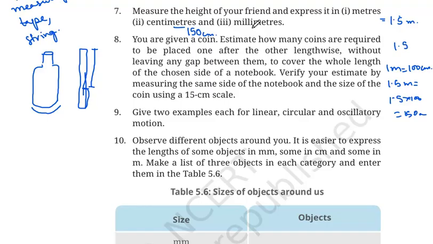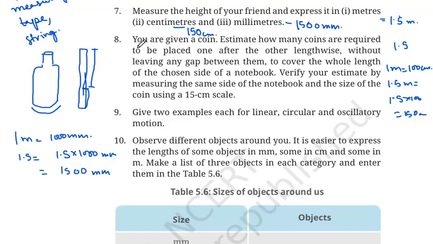Same way you have to convert it to millimeters. How are you going to convert it to millimeters? Again, I'm repeating, 1 meter is 1000 millimeters. So 1.5 meters is 1.5 into 1000 millimeters. That is going to give you 1500 millimeters. So the correct answer for this question is 1500 millimeters.